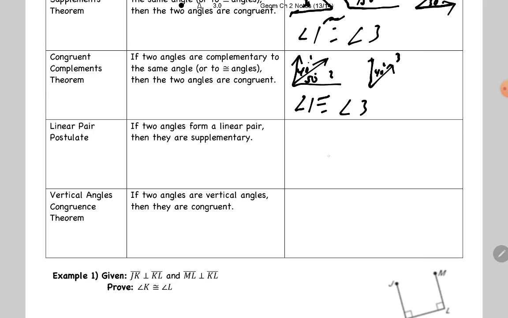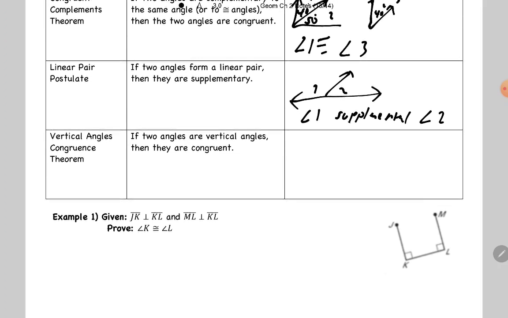And then this is just by definition of a linear pair, but this is the linear pair postulate. If two angles form a linear pair, then they are supplementary. So angle 1 is supplementary to angle 2. It means they add up to 180 degrees. And then vertical angles, once again, 1, 3, 2, 4. Opposite angles at the intersection are congruent to each other. So angle 1 is congruent to angle 3. Angle 2 is congruent to angle 4.